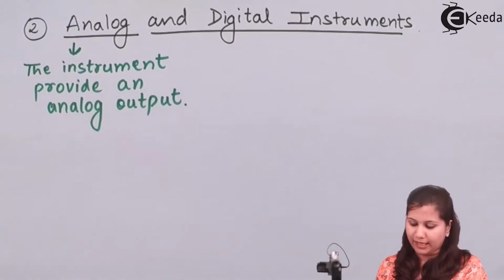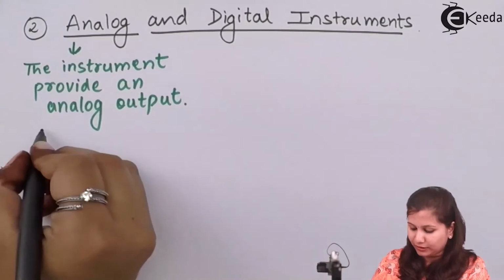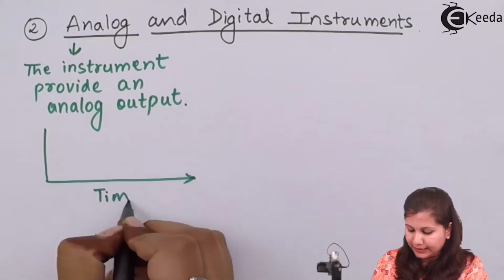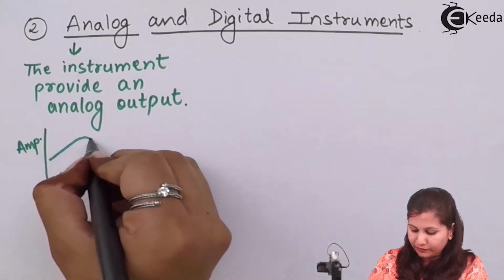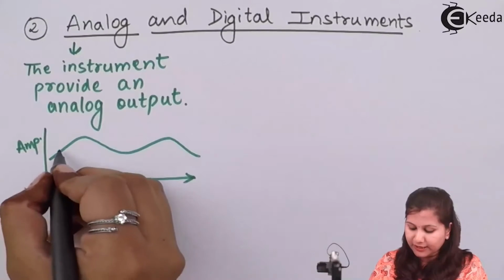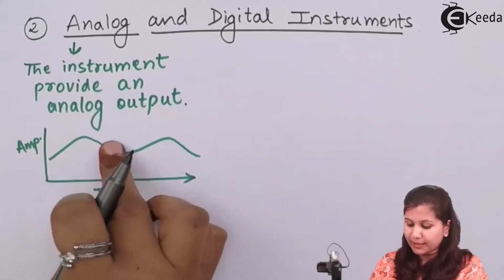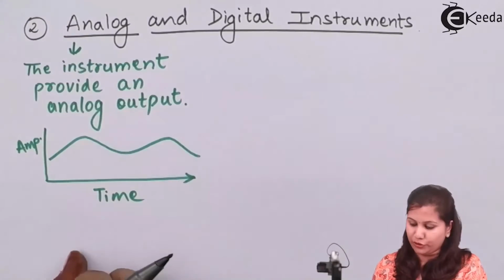varying with time. So if the signal is provided in a continuous fashion, like if we draw a signal, this is the time and this is the amplitude of the signal, this type of signal will be called an analog signal. Here the value of the signal is varying at every instant of time. So if this type of output is provided by the instrument, that will be called an analog instrument.